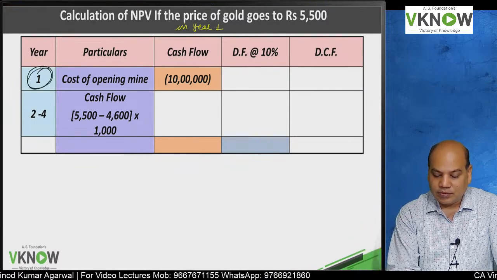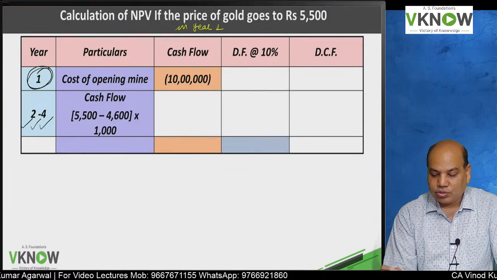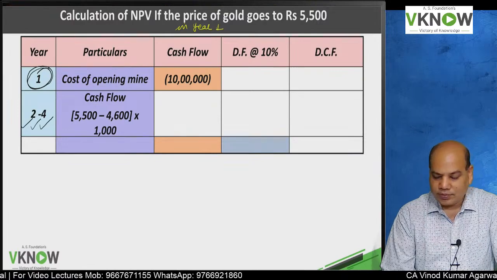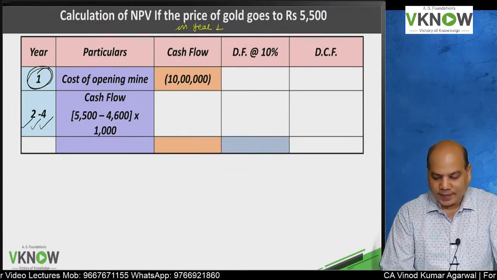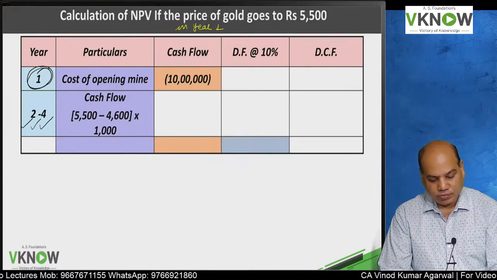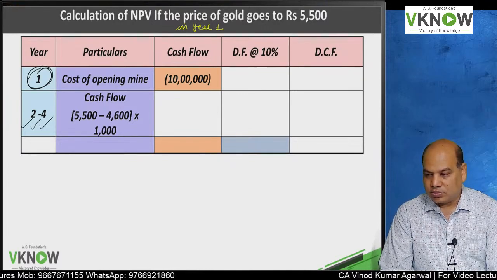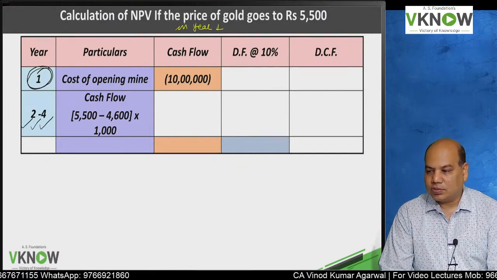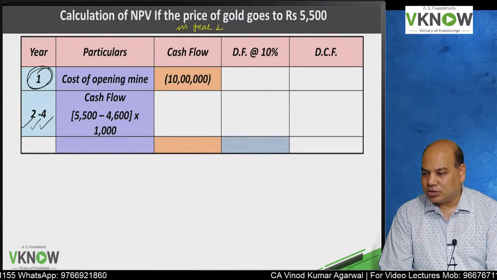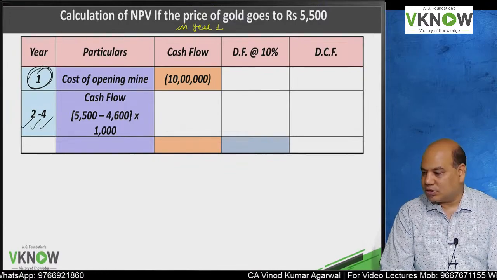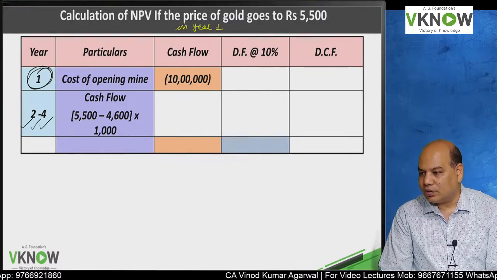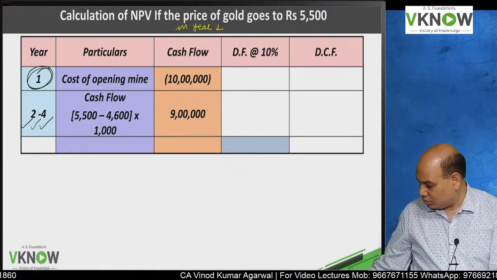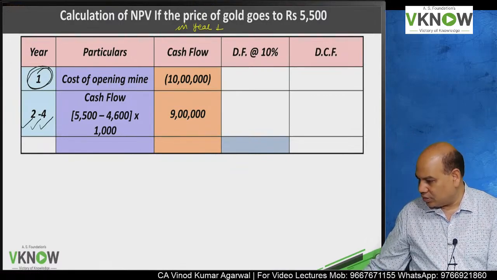If you open the mine in year 1, cash flow will come in years 2 to 4. Your cash flow will be 5500 into 4600 minus 4600 into 1000. 5500 minus 4600 into 1000. How much is the answer? How much will be your annual cash flow? 9 lakh. Very good. 9 lakh is right.